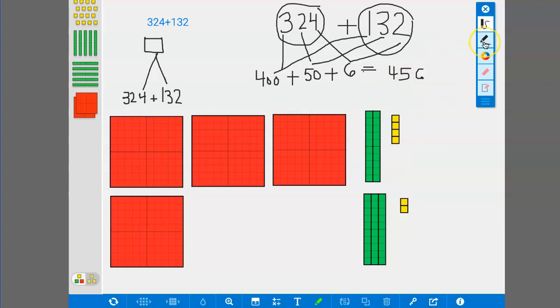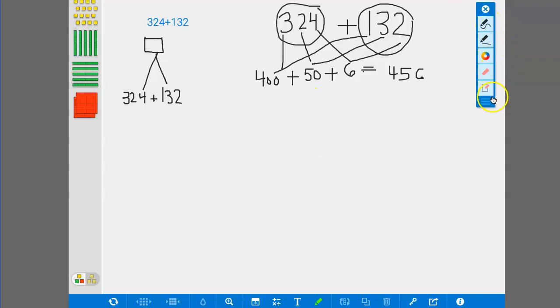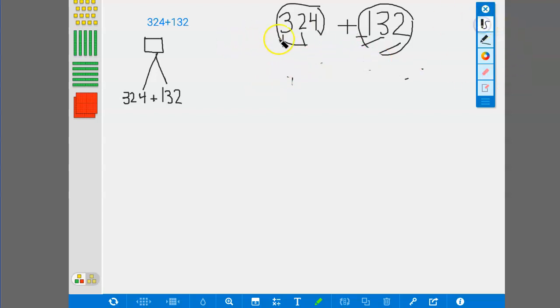Now I'm going to just delete the base 10 blocks for a second. I want to go back to my number bond, because I didn't quite decompose it the way we did it with the base 10 blocks. So I wanted to rewrite that. When we had 324, we used 300. So it looked like this, 300, the two tens, 10, 20, and 4.